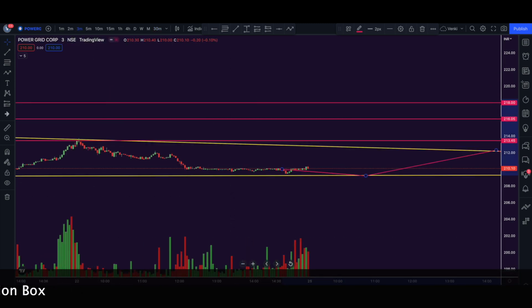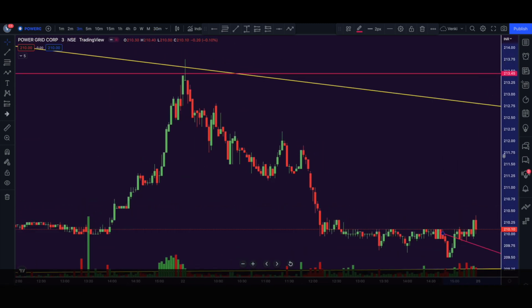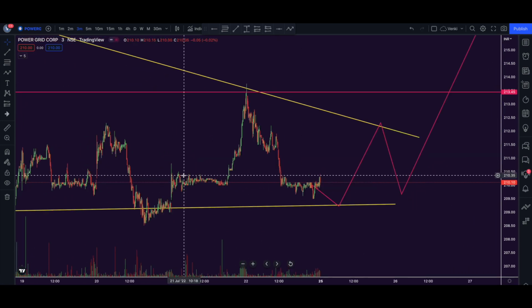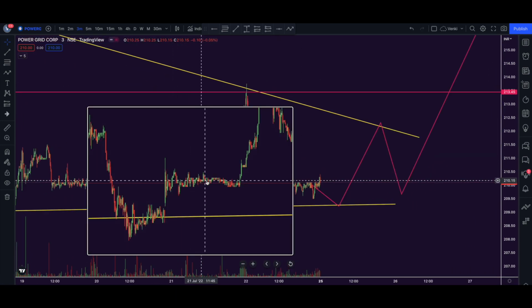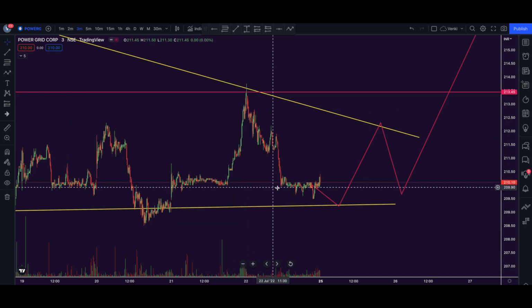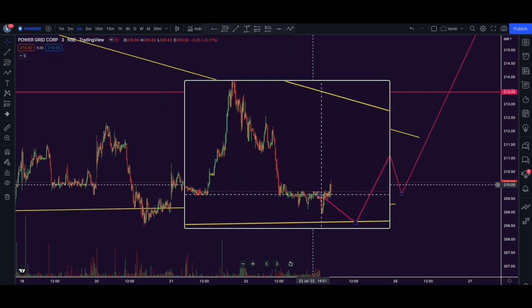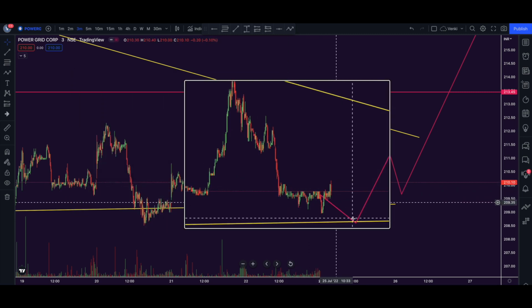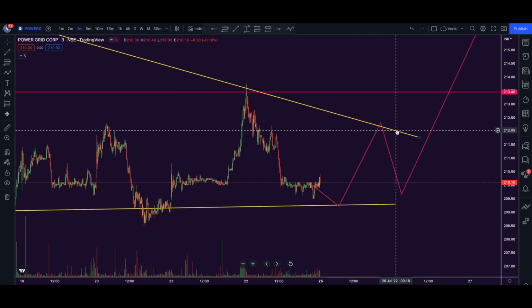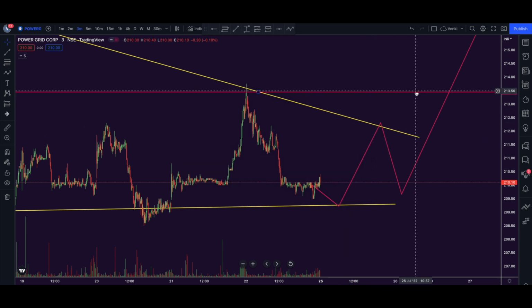Maybe I will change it to 3 minutes. Here also we can see that the market is respecting these levels. Previously we saw the accumulation happened here, then the stock went up. Same way again now the accumulation is happening. You can see accumulation is happening. From here there's a possibility that this stock can go towards the upside. Okay, so this was about Power Grid.